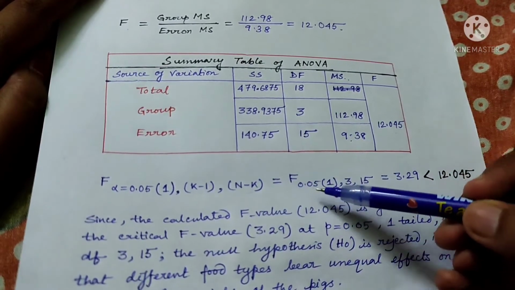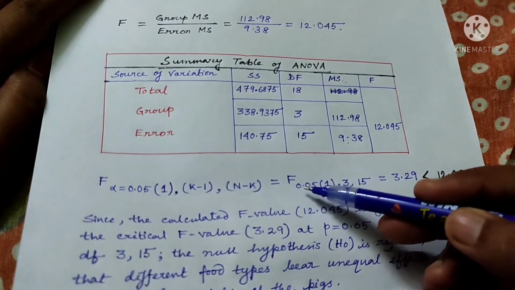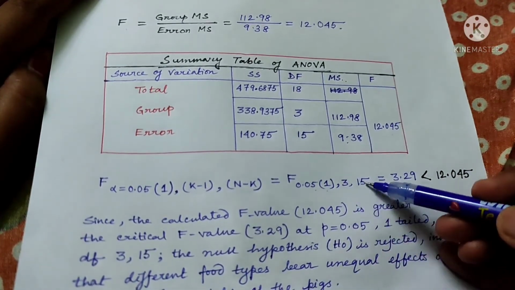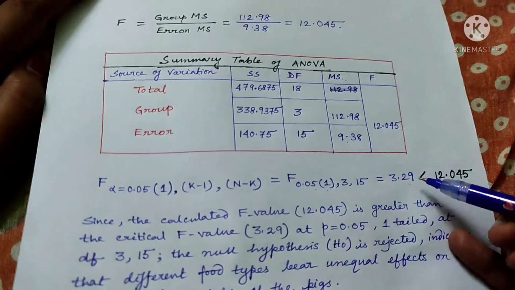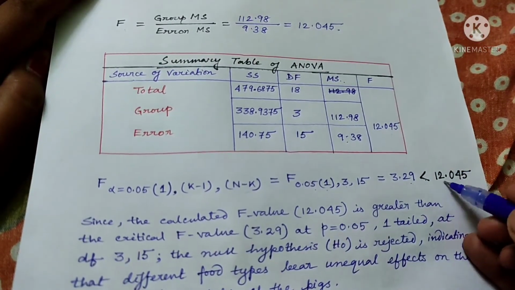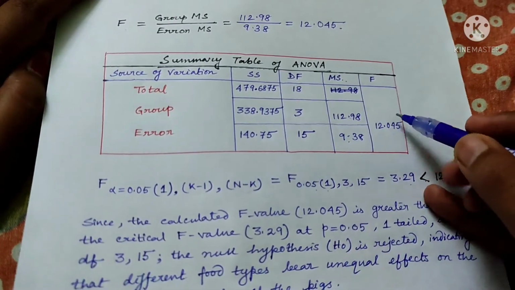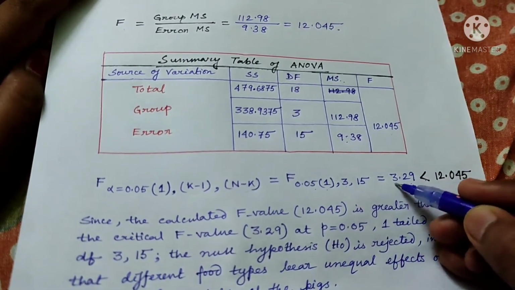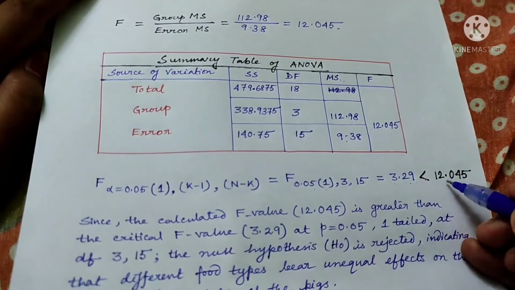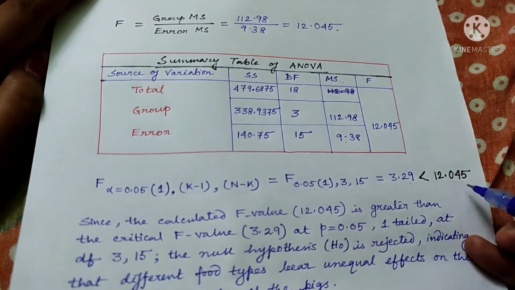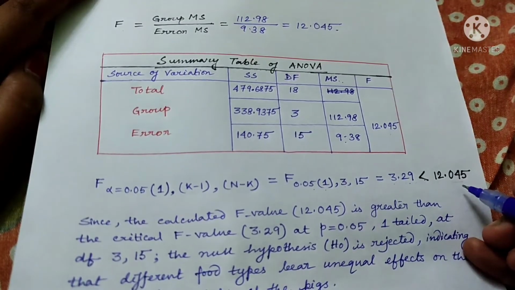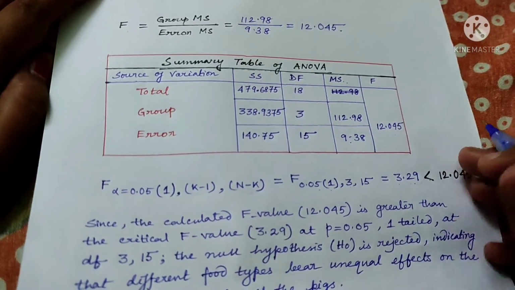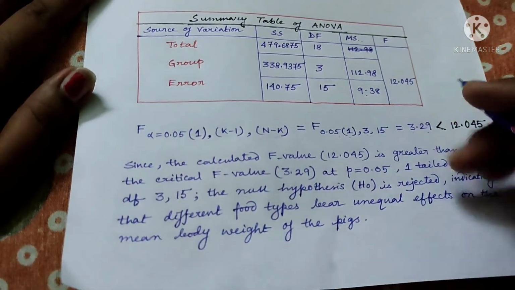Okay, so the critical F value for alpha equal to 0.05 at one tail test for DF 3 and 15 is given as 3.29, which is lesser than your calculated F value 12.045. This is your calculated F value, and your critical F value is 3.29. So obviously the critical F value is lesser than your calculated F value. So you can easily say that your problem is not following the null hypothesis, rather it is following the alternative hypothesis. So how should you write that?